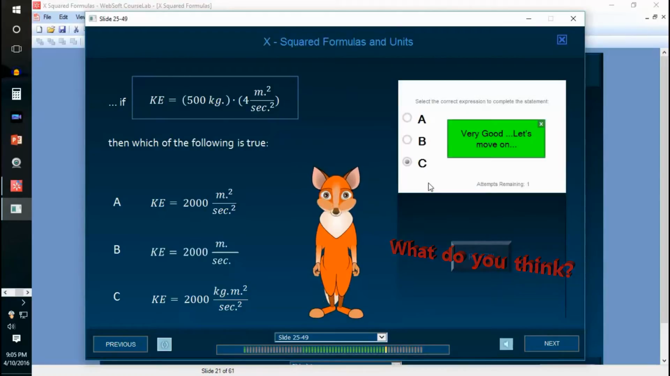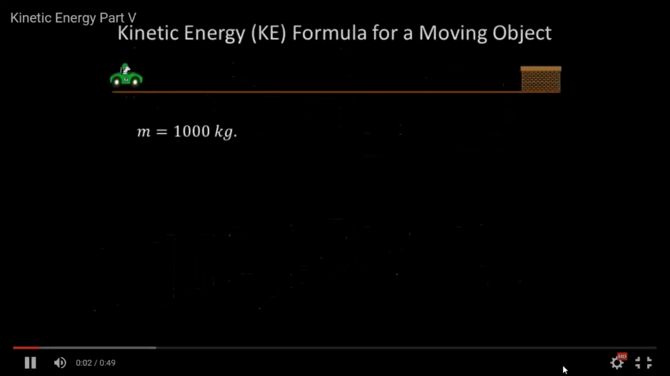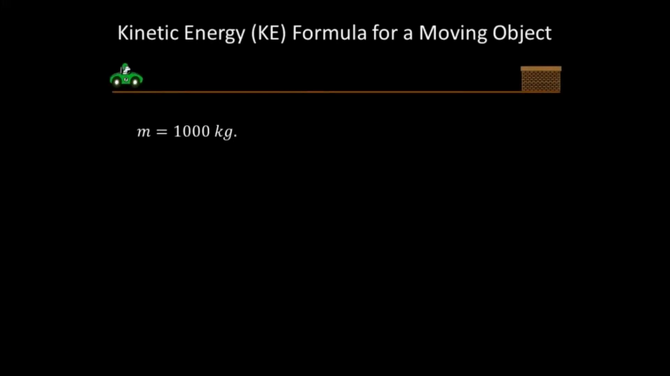Very nice. Answer choice C shows the final calculation. Let's look at another example. Again, our car weighs 1,000 kilograms, about a ton. But this time, the car is moving at 8 meters per second, 4 times as fast. Let's calculate its kinetic energy using our formula.